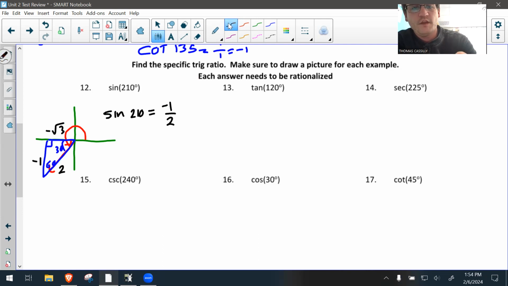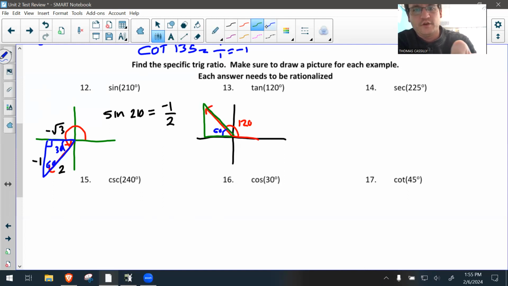Now, the next one, the tangent of 120. So a 120-degree angle is going to go somewhere right here. That's 120. What is that reference angle? The reference angle is what it takes to get us back to the x-axis. So the reference angle here is 60 degrees. So let's draw this triangle right here. We have a 30, 60, 90.